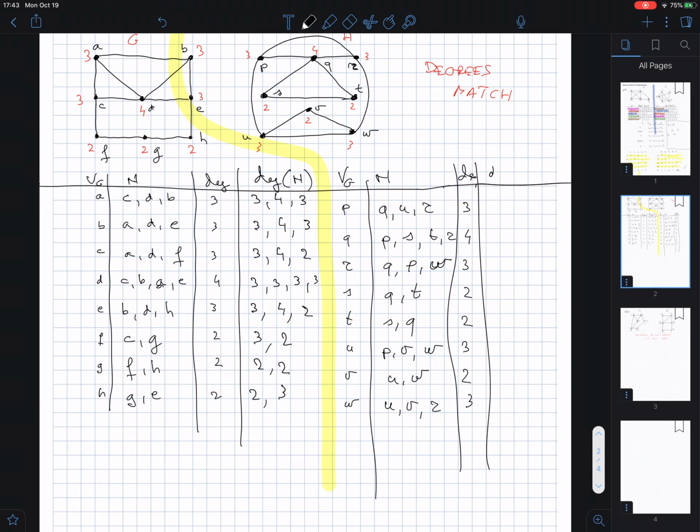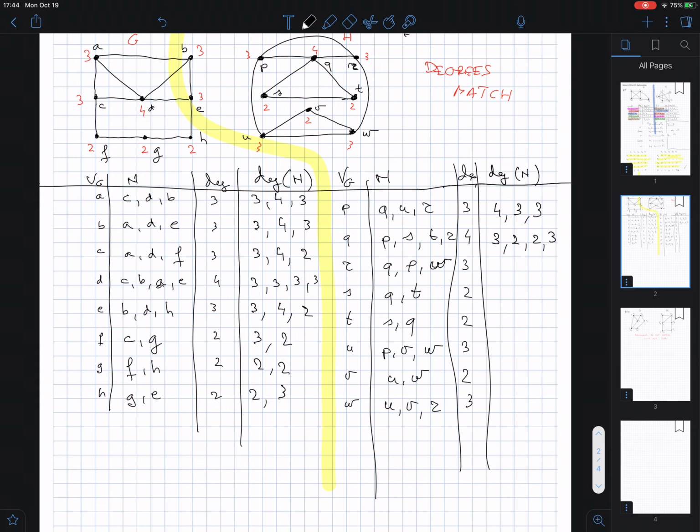What am I getting here? So the degree of the neighborhood. The neighbors of P. I'm looking at this row now. I'm looking at these three guys and calculating the degrees. Read it from the table. Q has degree 4, U has degree 3, and R has degree 3. The neighbors of Q are P, which has degree 3, S, which has degree 2, T, that has degree 2, and R, that has degree 3.